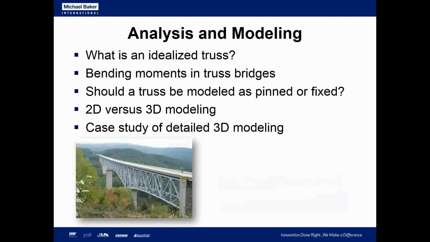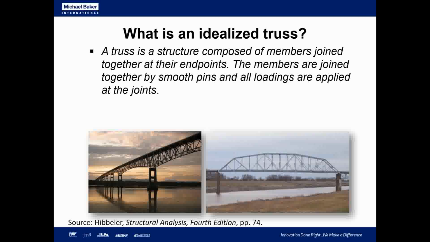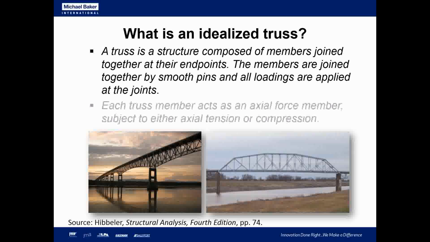So let's just start by talking about what is an idealized truss. One definition we're looking at is a truss is a structure composed of members joined together at their endpoints. The members are joined together by smooth pins, and all loadings are applied at the joints. That's an important part of that. And also, each truss member acts as an axial force member subject to either axial tension or compression.